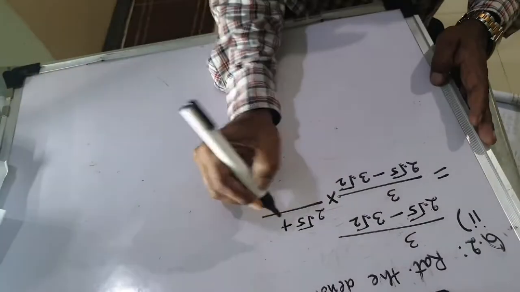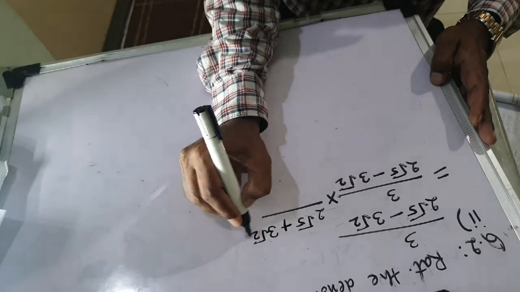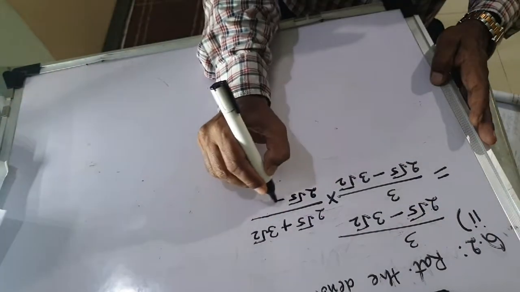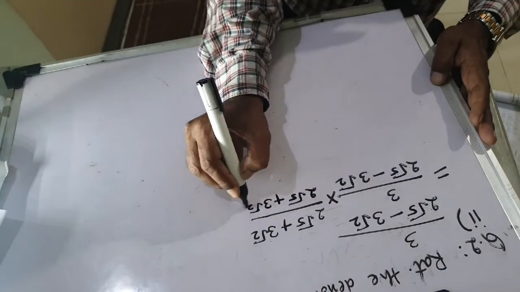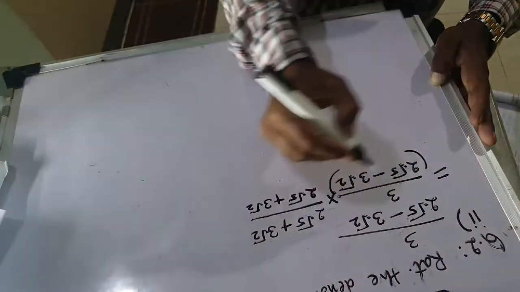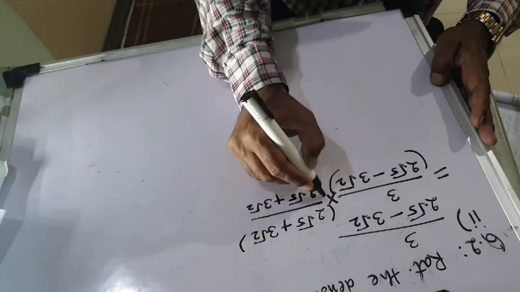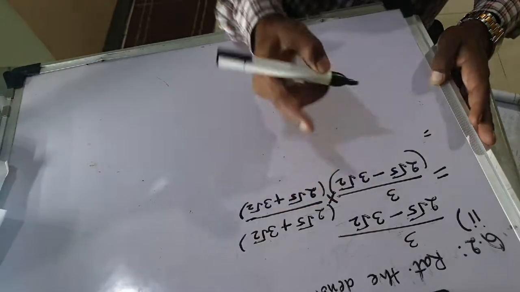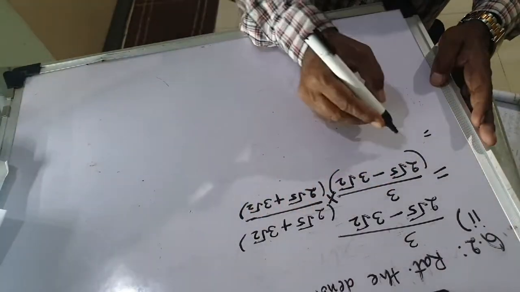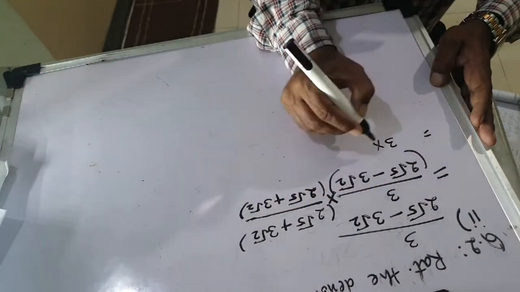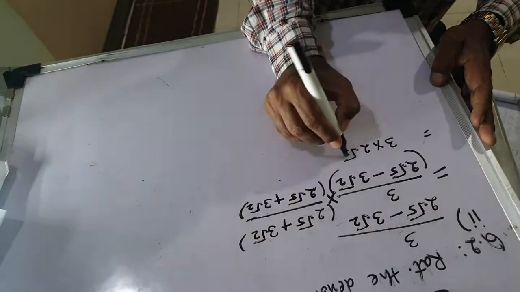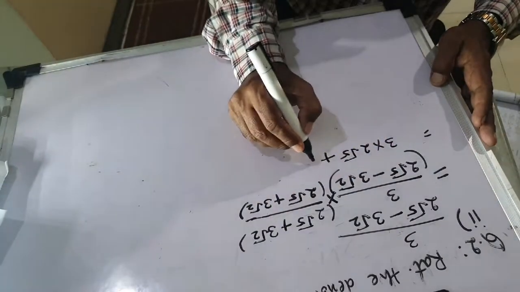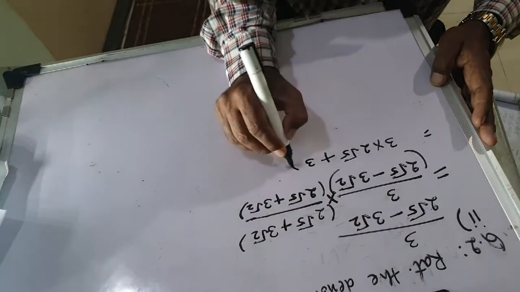2 root 5 plus 3 root 2 upon 2 root 5 plus 3 root 2. I will put the bracket to look it better. So that is equal to. Now multiply by this 3 to this and this. So 3 into 2 root 5. Now the sign is plus, 3 into 3 root 2.